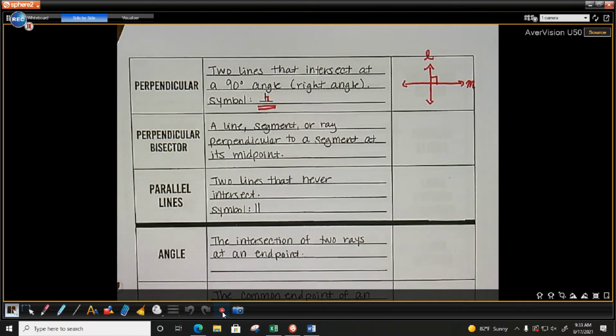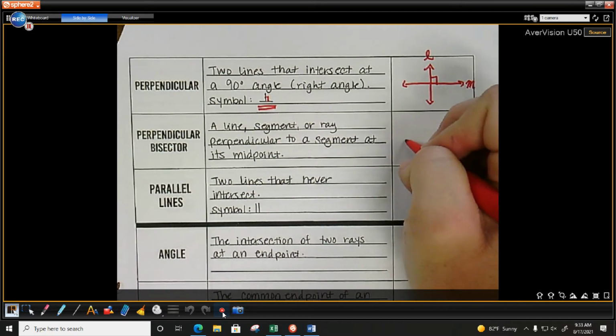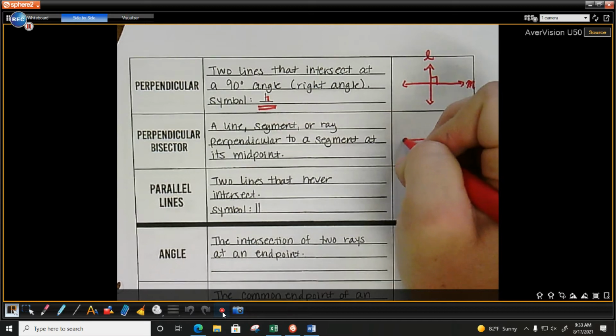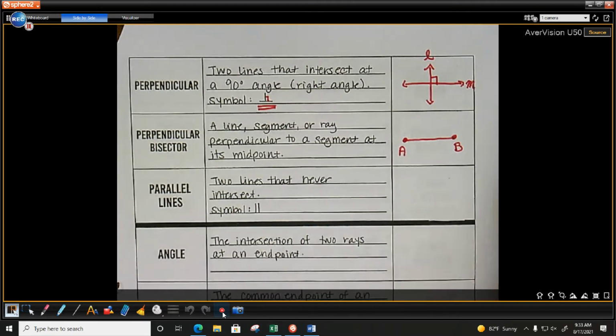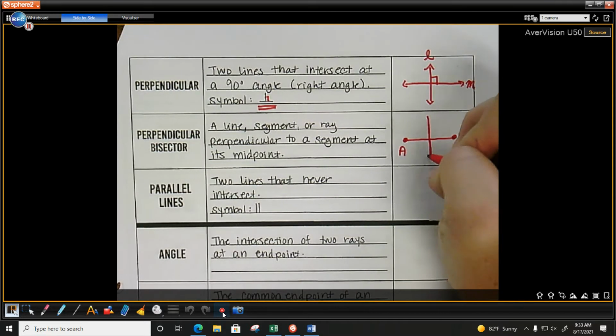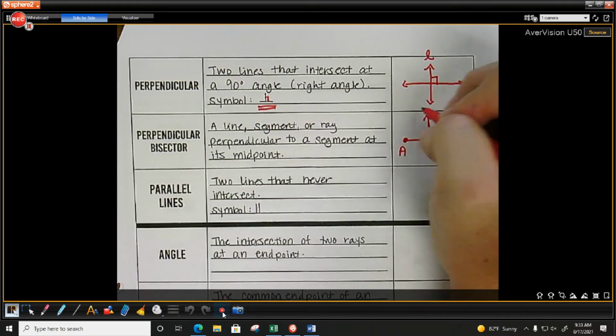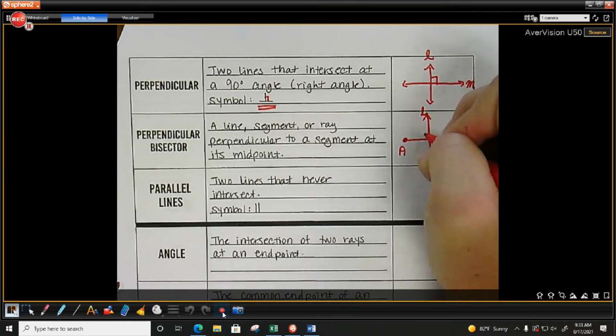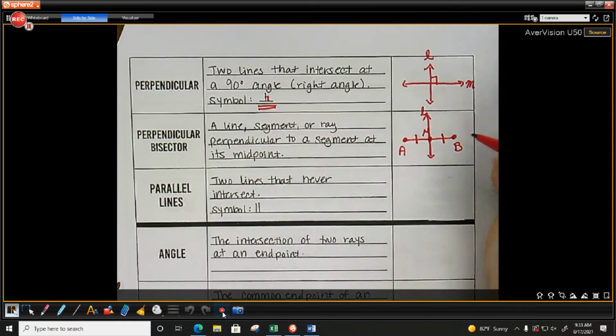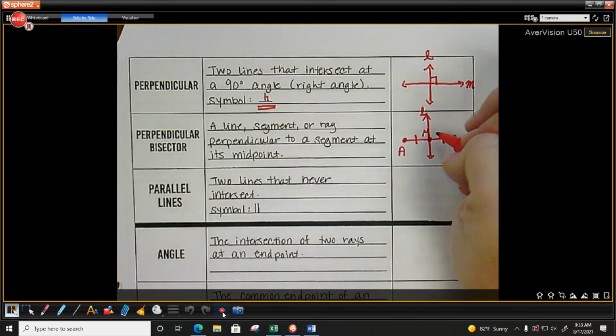Okay, what's a perpendicular bisector? A perpendicular bisector is a line, segment, or ray perpendicular to a segment at its midpoint. So if I have a line segment AB, and then I have this line going through it, line L, that's the midpoint. If these two are congruent, that is called a perpendicular bisector.